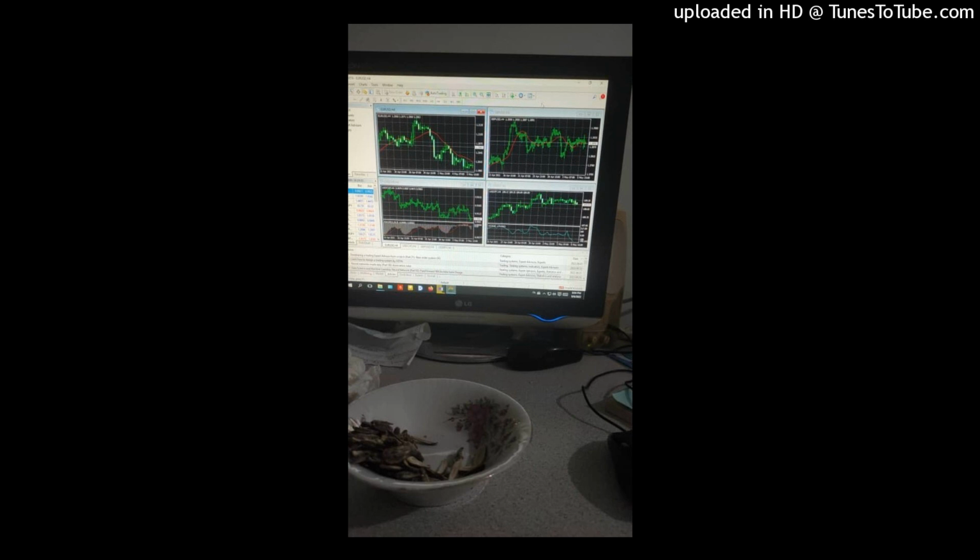It's extremely important that we place these areas on correctly, which I've showed you. 1480. Look at this breach, small breach back up, and now we're back into the area. I'm looking for the market to push back beyond and come to the upside.